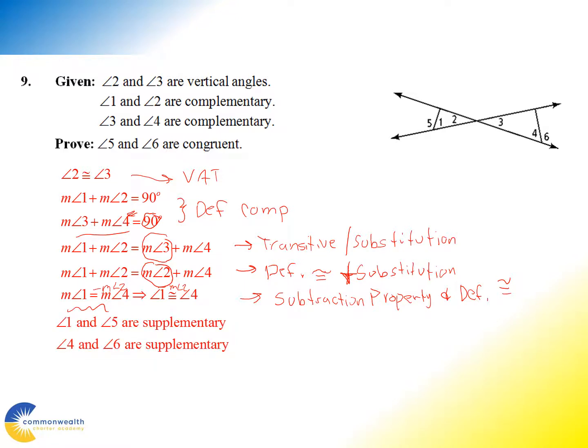I can see that angles 1 and 5 and 4 and 6 are linear pairs. And I know that linear pairs are supplementary. So here I could say linear pairs are supplementary.